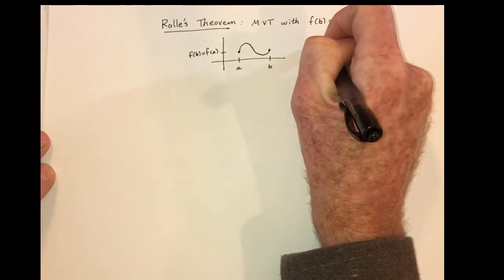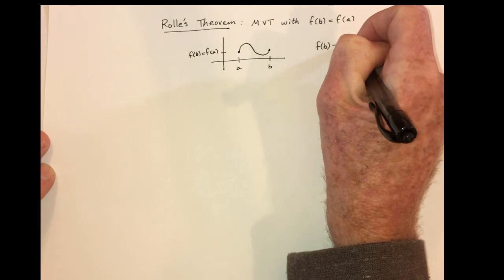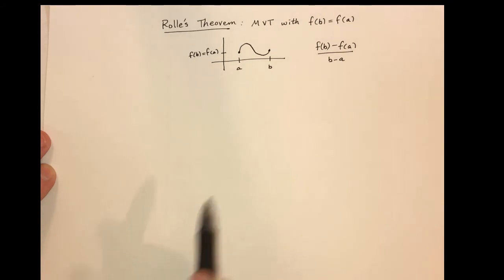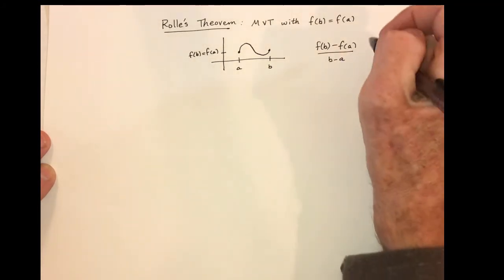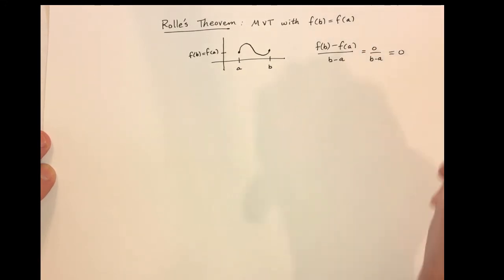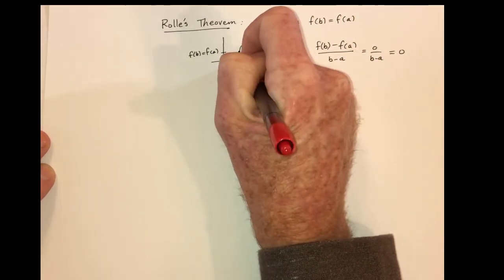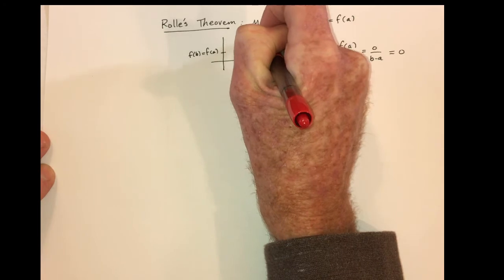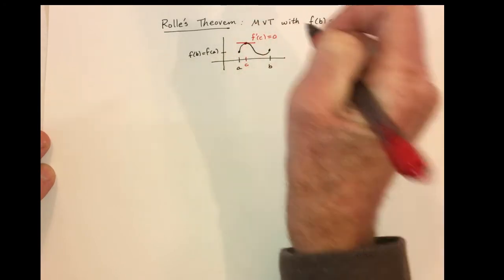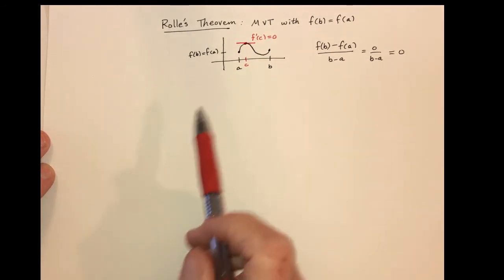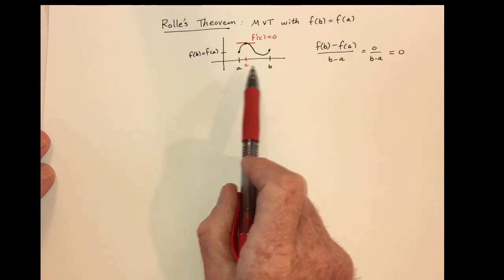Well, when you do the f of b minus f of a over b minus a, that part of the mean value theorem, since f of b and f of a are equal, that means it equals 0 over b minus a, or in other words, it equals 0. Which then means there must be a place right here, c, where the derivative is equal to 0. So f prime of c is equal to 0. So that's Rolle's theorem. It basically says there must be a place where the derivative equals 0, and that c has to be between the a and the b.